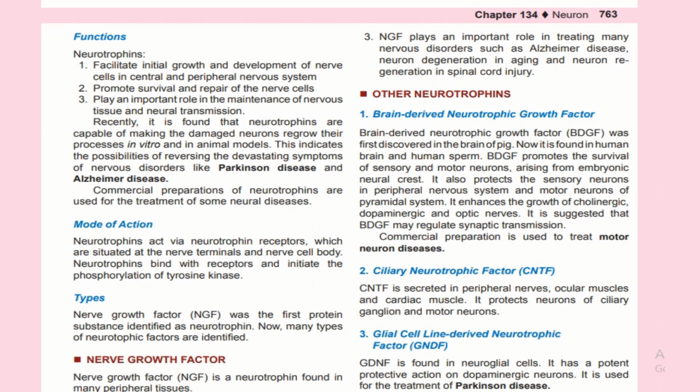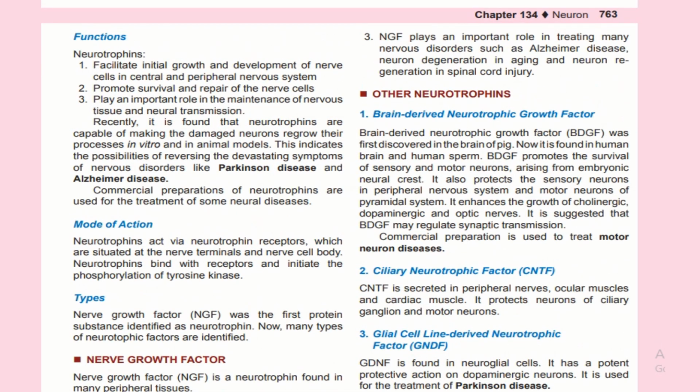What are the functions of neurotrophins? Neurotrophins facilitate the initial growth and development of nerve cells in the central and peripheral nervous system, promote survival and repair of nerve cells, and play an important role in maintenance of nervous tissues and neural transmission. Recently, it was found that neurotrophins are capable of making damaged neurons regrow, proven in vitro and in animal models. This indicates the possibility of reversing the devastating symptoms of nervous disorders such as Parkinson's disease and Alzheimer's disease.